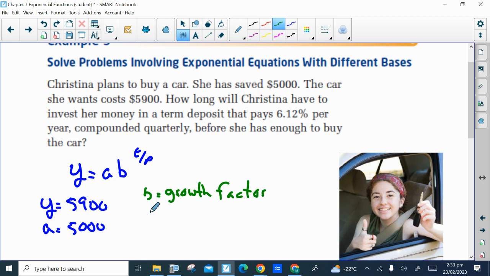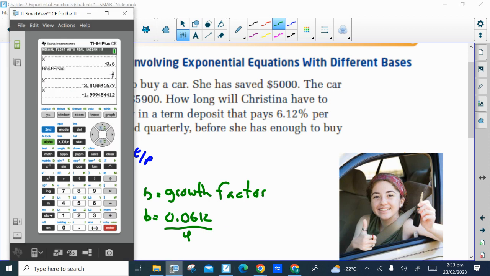So to find out what b is in this case, we would change the percent to a decimal, which will be 0.0612, and we have to divide that by 4 to get the quarterly interest rate. Compounded quarterly means it's being compounded 4 times a year. So we can take our calculator to figure out what that is. 0.0612 divided by 4. So it's 0.0153.